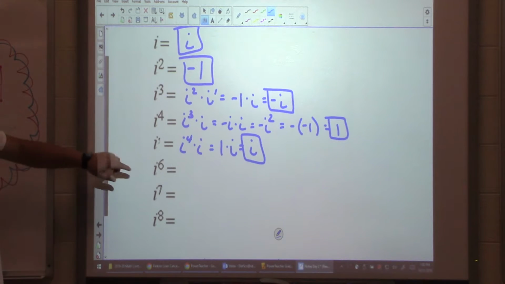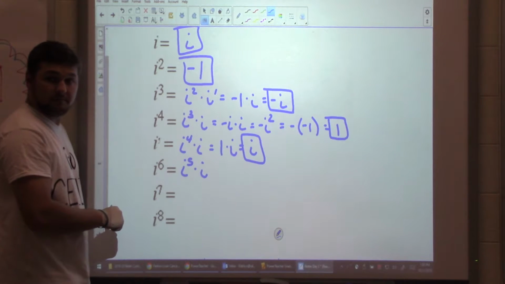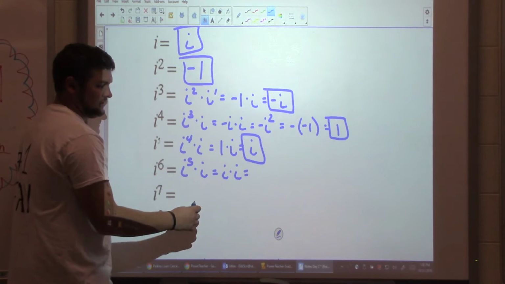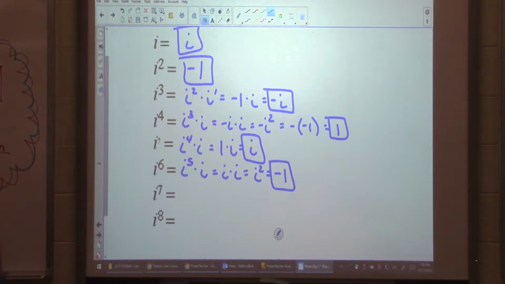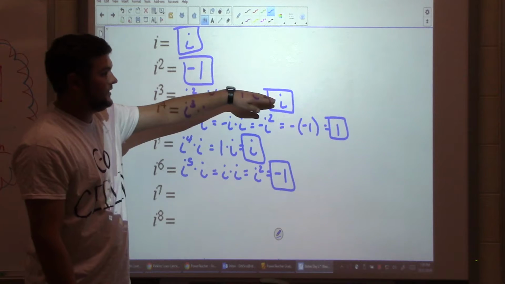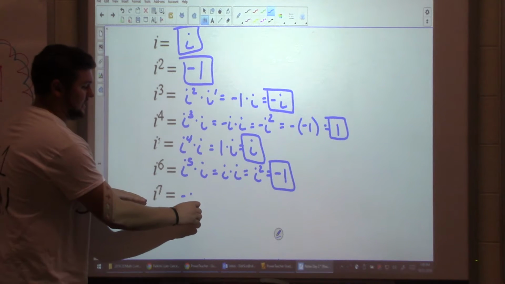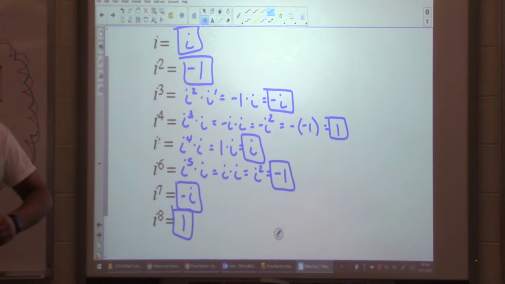Okay. i to the 6th is the same as i to the 5th times i. Right? i to the 5th was i, times i is, which is, hey, do you notice something happening here? There's a pattern forming. i, negative 1, negative i, 1. i, negative 1, negative i, 1. There is a pattern there. It's a cycle, right? Because every time you multiply by i, it goes to negative 1, which then turns into negative i, which turns into positive 1.